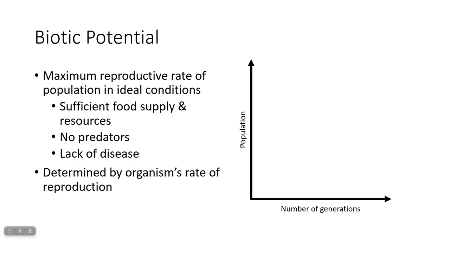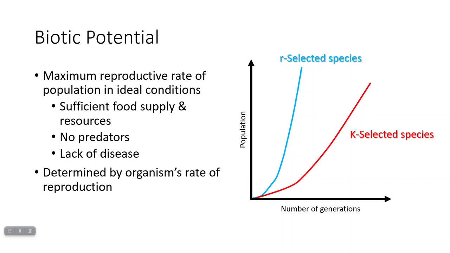So if you think about it, R strategists, which reproduce fairly quickly, have a high biotic potential. Their population can grow very quickly because they can produce a lot of offspring and they don't have to wait a long time before they're able to get sexual maturity and produce offspring of their own. K strategists, on the other hand, or K selected species, reproduce slower, and so they tend to have a lower biotic potential.